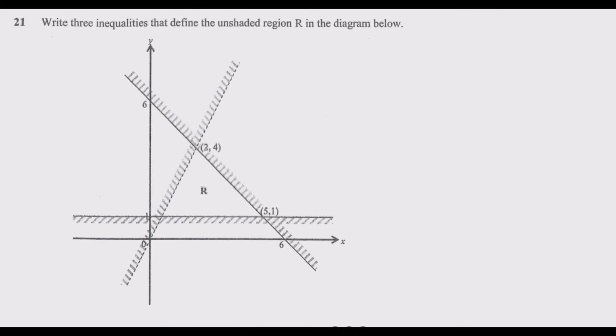Let us look at question 21. Write 3 inequalities that define the unshaded region R in the diagram below. The question requires us to write 3 inequalities that would describe the unshaded region R. This is the region we are interested in, so now we need to write these 3 inequalities.